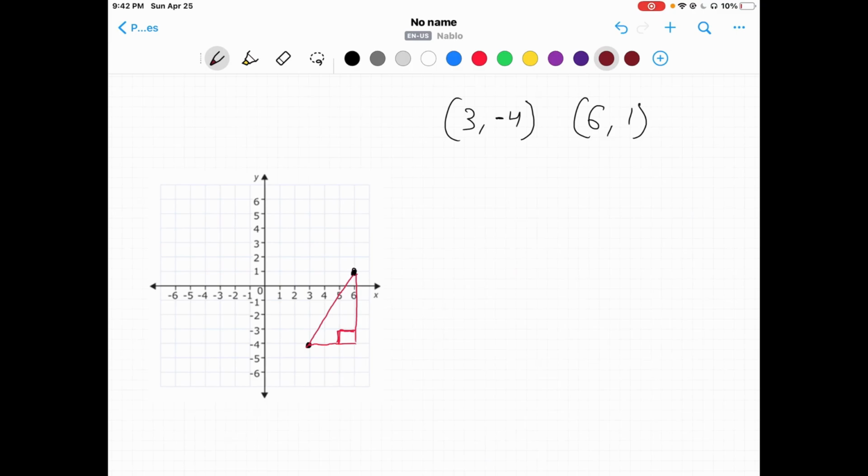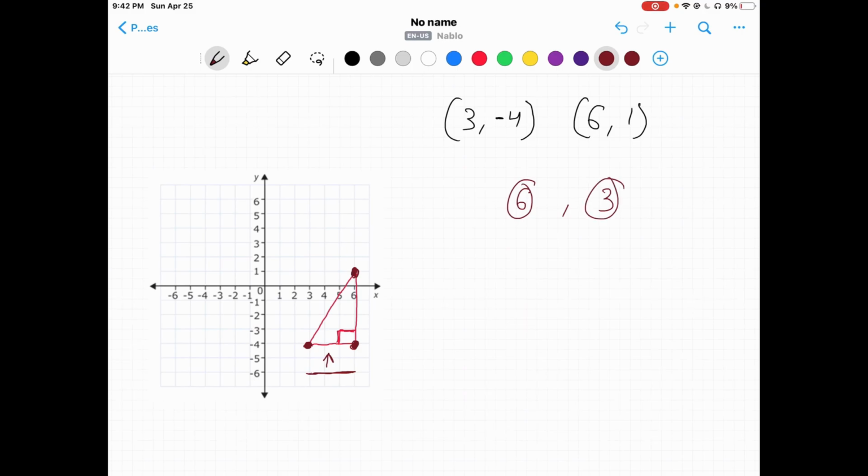So first of all, let's start with this side right here. It is a horizontal distance. So we could use the x values to find the side length. It would be the distance between this vertex and this vertex. Now notice, the point right here and this vertex both have the same x values. This would have an x value of 6, and this would have an x value of 3.